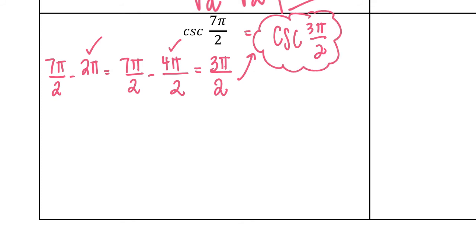3 pi over 2 is a unique angle because where does it land? Bam! On an axis. 3 pi over 2 is the same thing as 270 degrees. So before I continue here, just remember, if you hate dealing with this, 7 pi over 2, change it into degrees by multiplying by 180 over pi, and then subtract 360 from there, and you would have gotten 270 degrees. Either way is absolutely fine.